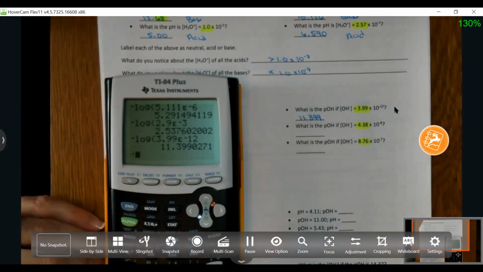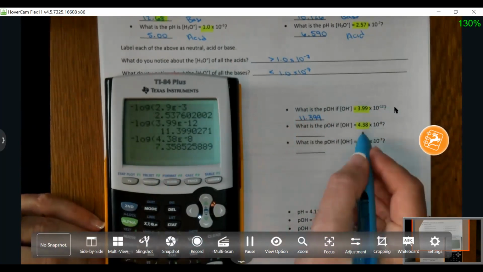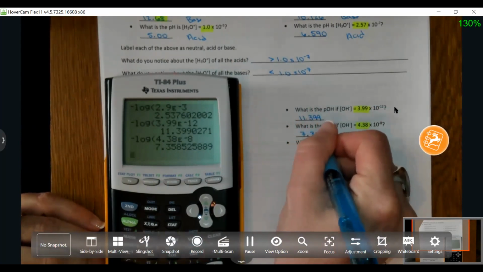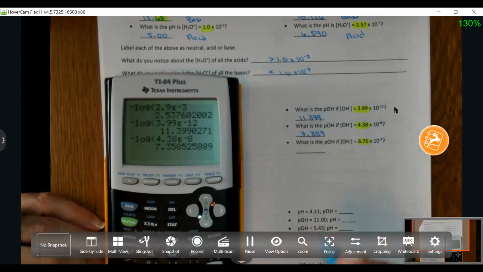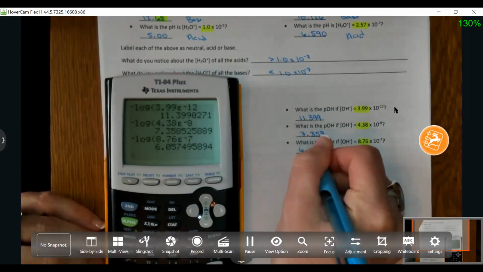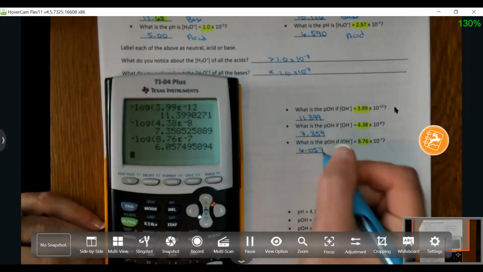Next, it's the same thing. It's going to get repetitive, 4.38 E negative 8. I've got to have 3 numbers after my decimal point, so my answer would be 7.359. And then the pOH, if my hydroxide ion concentration was 8.76 E negative 7, I'm still doing negative logs, 3 numbers after my decimal point, 5.7.